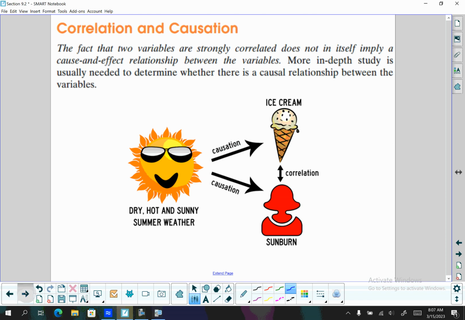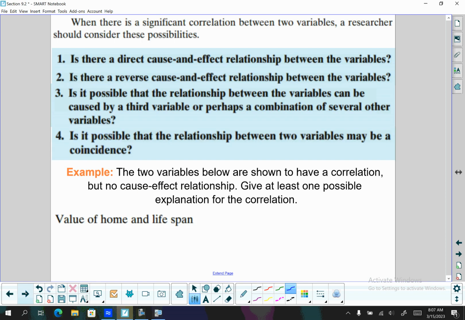Okay, so for an example, we'll do the first one together here at the bottom. The two variables below are shown to have a correlation, but not a cause-effect relationship.